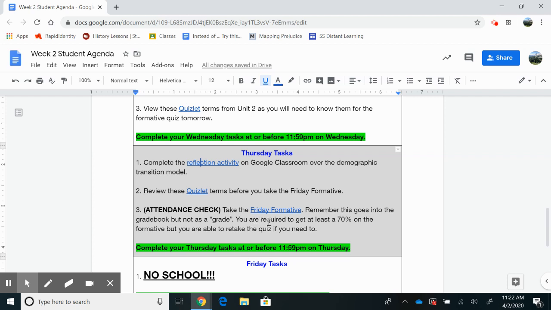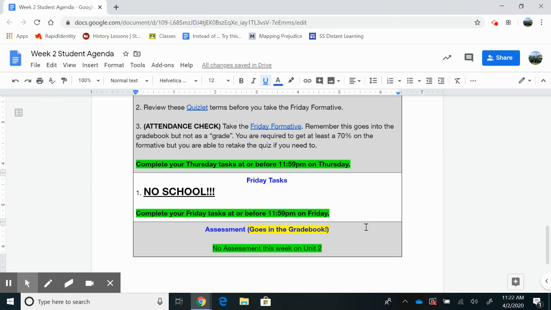Remember that you need to get at least a 70% on the formative. But if you don't get 70% on the formative your first time, you can go back and retake it. That is all that you have to do for week 2, because we don't have school Friday and there is no assessment.